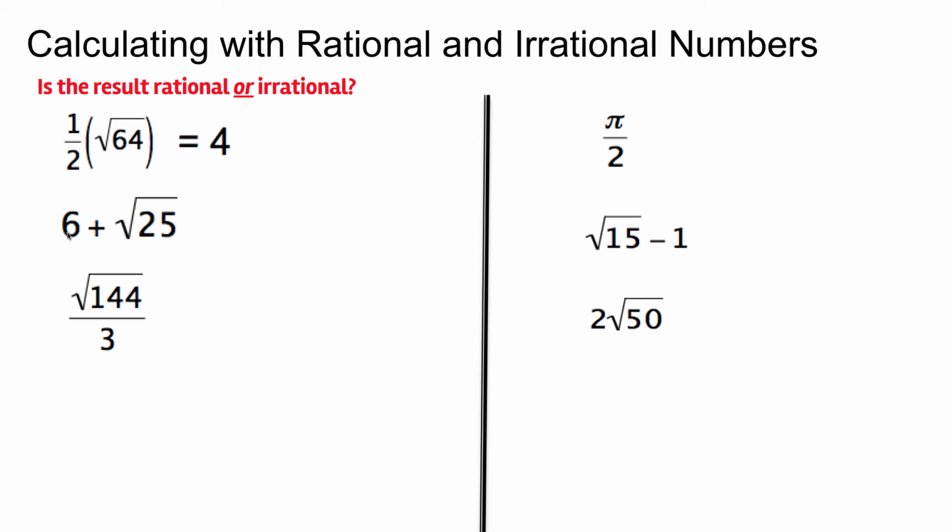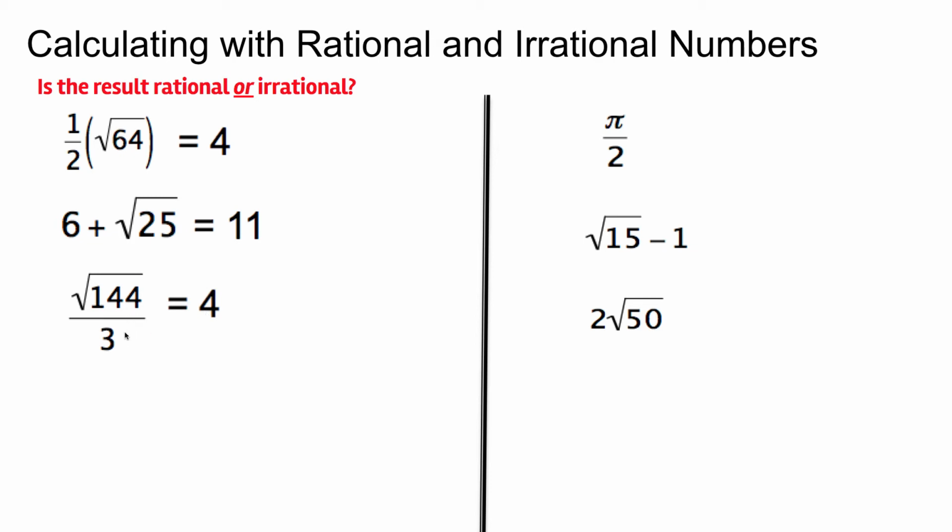Look at the next expression, 6 plus the square root of 25. The square root of 25 is 5. 6 plus 5 is 11. Can you create 11 by dividing two integers? Yeah. Does 11 represent a decimal that terminates? It sure does. Last one, the square root of 144 divided by 3. The square root of 144 is 12. 12 divided by 3 is 4. And we already talked above how 4 is a rational number.